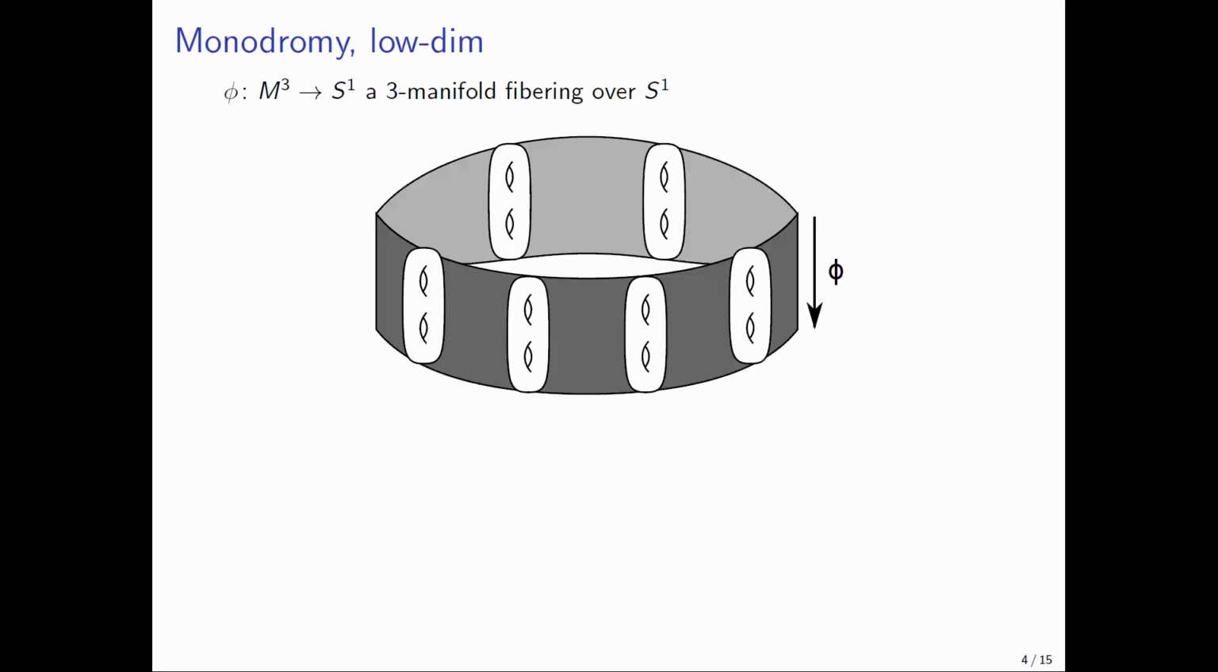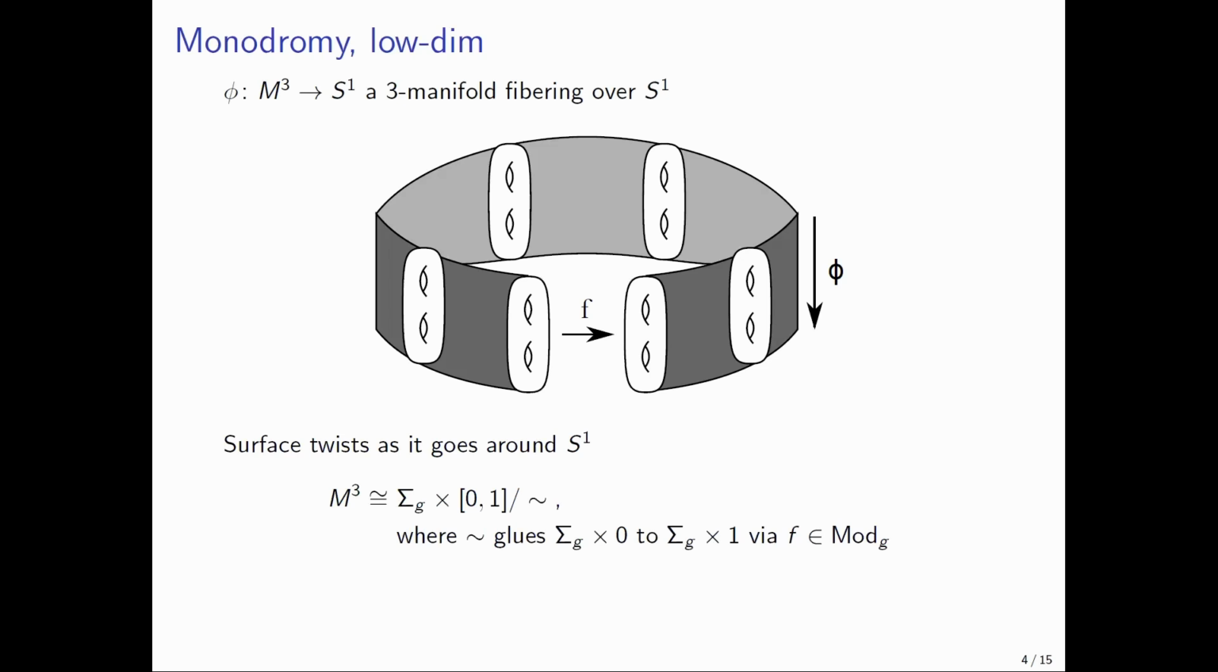So what is monodromy? I'm going to begin with the lowest dimensional example involving surfaces, at least. So let M3 be a three manifold and phi from M3 to S1 be a fiber bundle over S1. So we have a three manifold that fibers over the circle. It kind of looks like that, right? So we have a circle's worth of surfaces. But this is sort of the deceptive picture because this looks like a product of a surface with a circle, right? What's really happening is that if you go around that circle, the surface twists around.